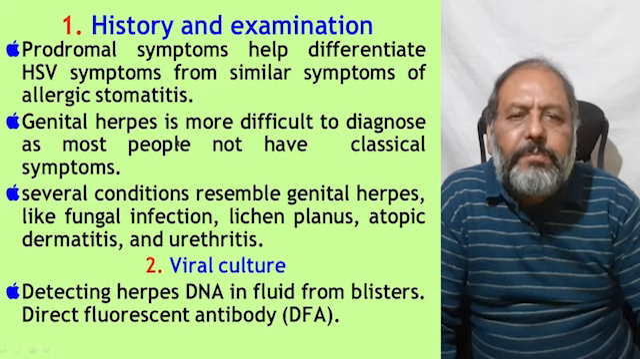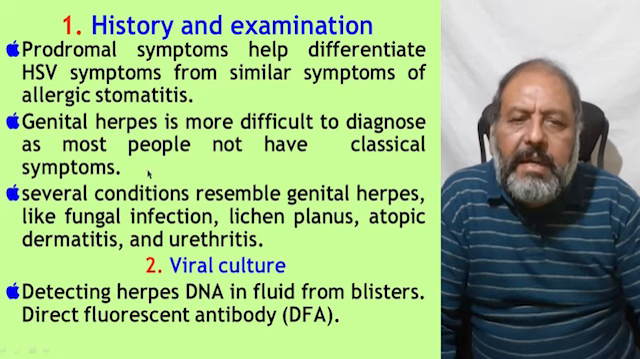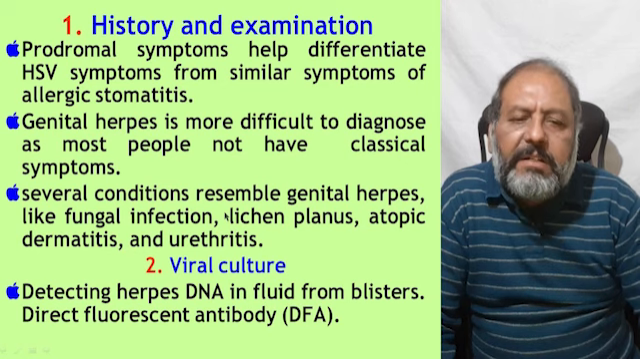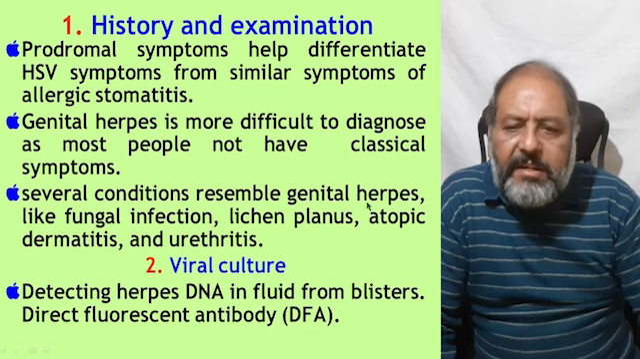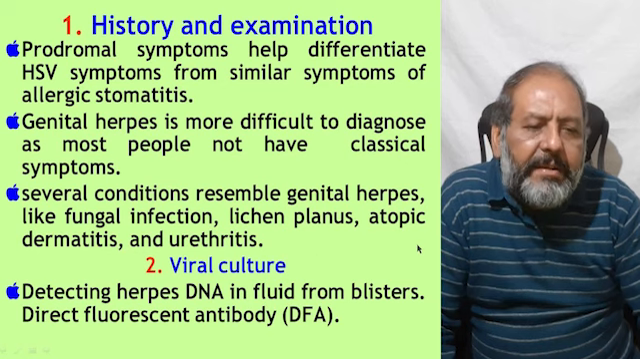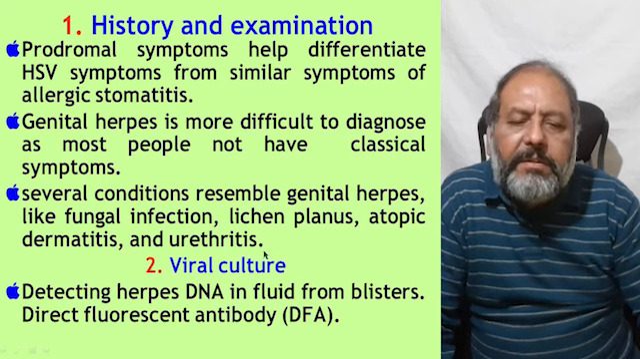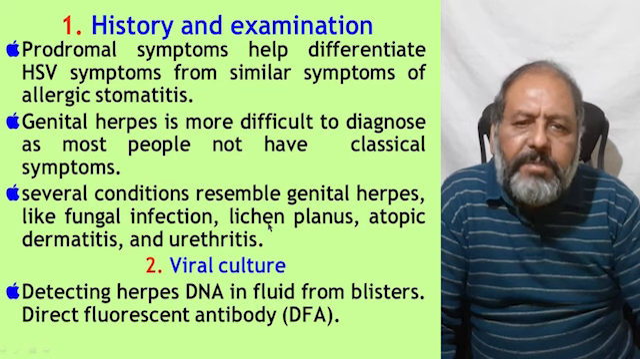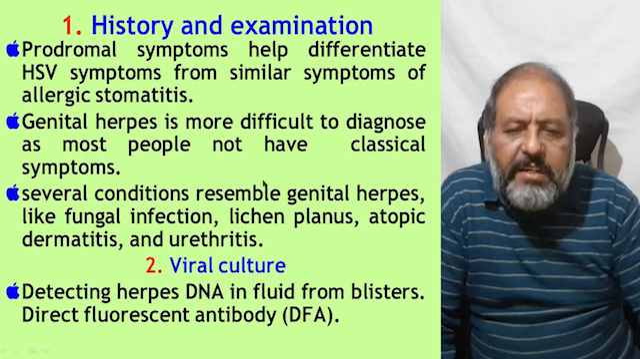Genital herpes is more difficult to diagnose as most people are not having the classical symptoms. Several conditions resemble genital herpes, like fungal infection, lichen planus, atopic dermatitis, and urethritis, giving the same symptoms as genital herpes.